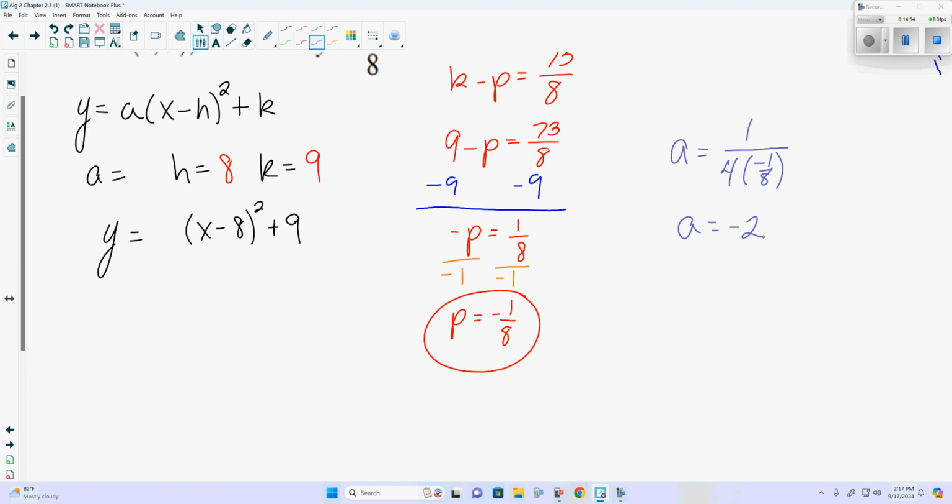So our a value is negative 2. Up to this point, most of the values of a have been fractional. They don't have to be. It just worked out that way on all the ones up to this point. So a is negative 2. y equals negative 2 times x minus 8 squared plus 9.